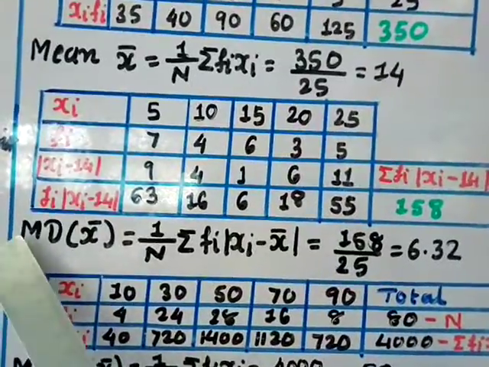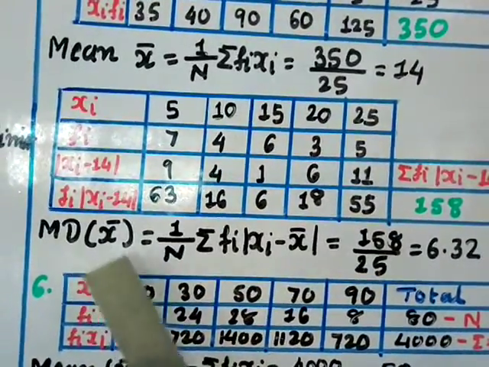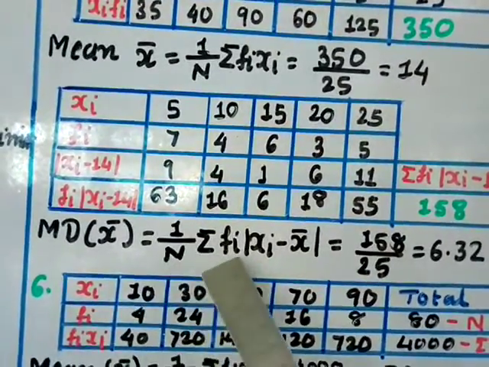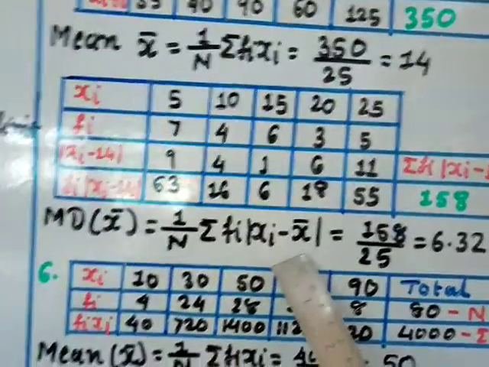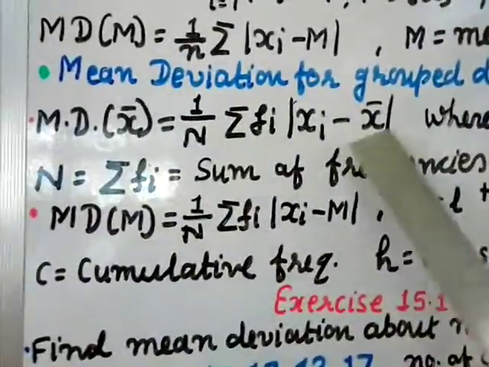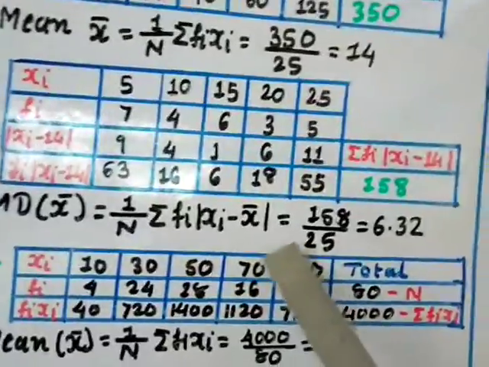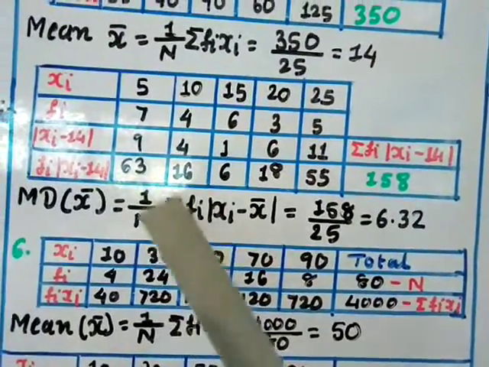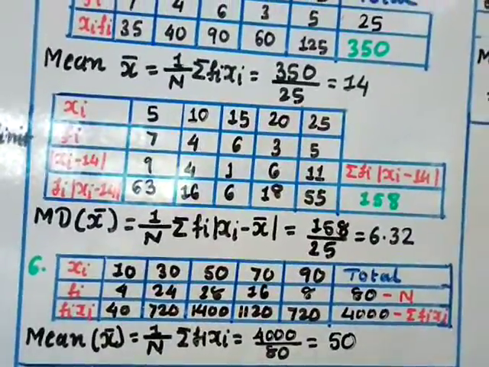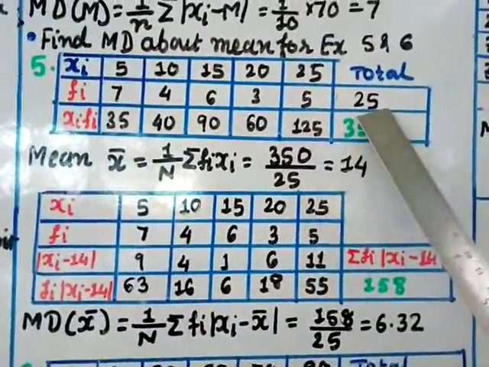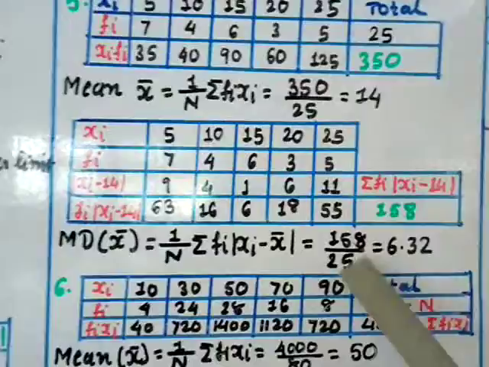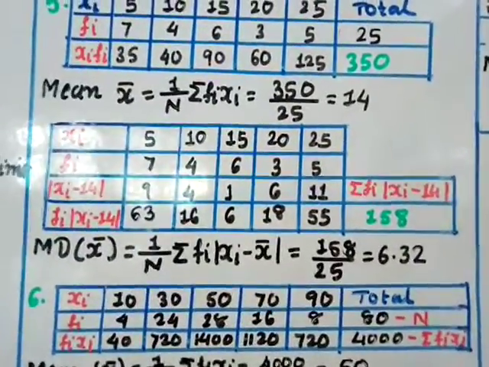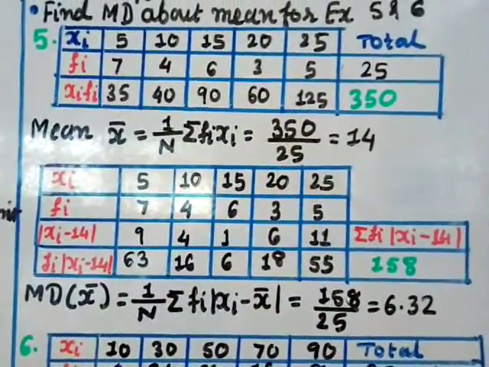Now we can find the mean deviation about the mean, equal to 1 by n sigma fi modulus of xi minus x bar. That is the formula I gave you before. This value is 158 divided by capital N. Capital N is the sum of the frequencies, that is 25. So put 25 here and divide, and you get 6.32. So that is the solution for question number 5.